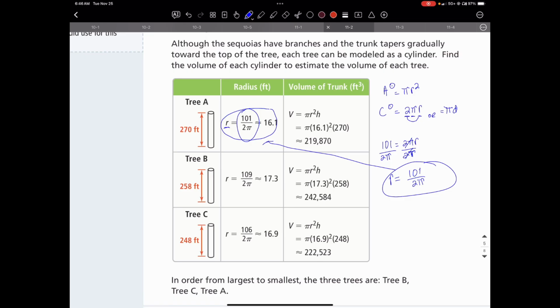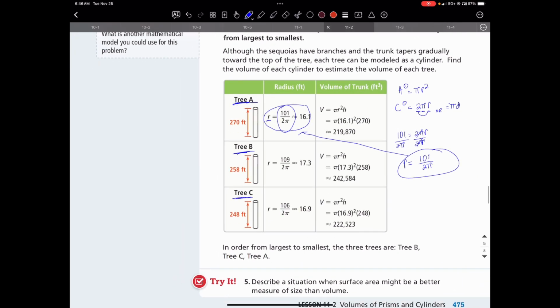All right, so if you look at it, you can see they did the calculations for us. In order from largest to smallest, the three trees are tree B, largest, tree C, second largest, tree A, smallest. Now, even though tree A has a greater height, it's not quite as thick. So that's why those other trees are larger.